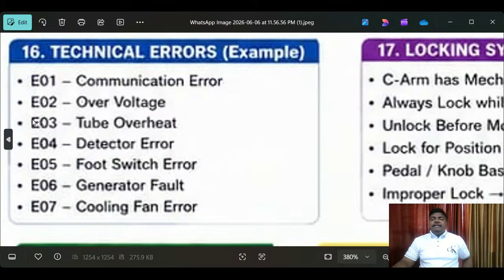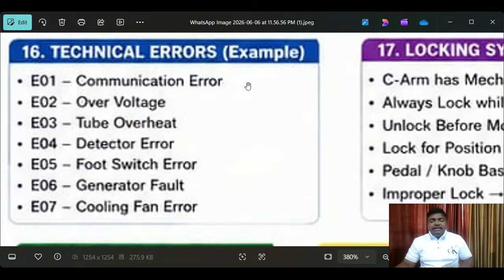Next point, the 16th point: technical errors. Technical errors are very rare, because new equipment comes with up to 5 years warranty, and the lifespan can also be up to 10 years. It depends on the standard, the company, and ISO. Based on that it will be manufactured and decided. Now I'm going to explain technical error examples.